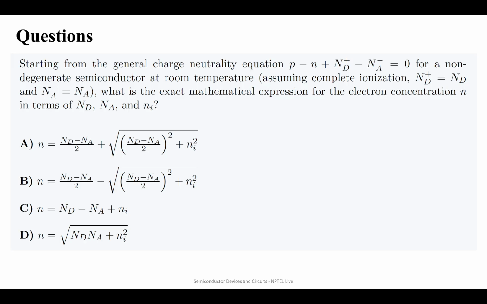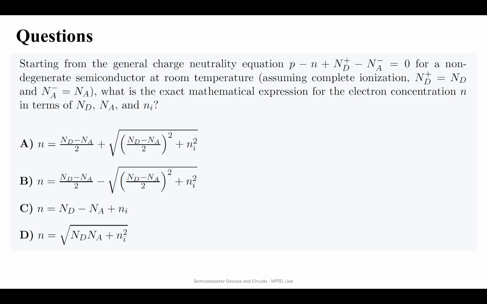Starting from the general charge neutrality equation p minus n plus Nd+ minus Na- equals 0 for a non-degenerate semiconductor at room temperature, assuming complete ionization, Nd+ equals Nd and Na- equals Na. What is the exact mathematical expression for the electron concentration n in terms of Nd, Na and ni?